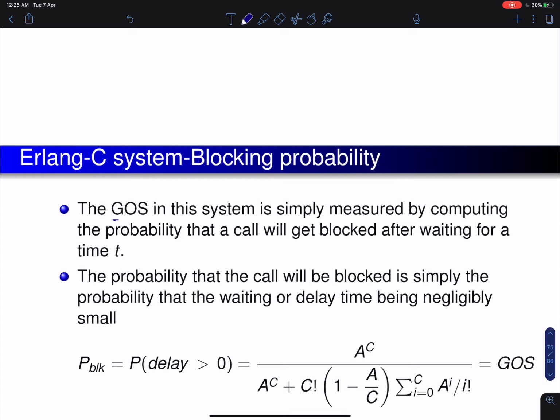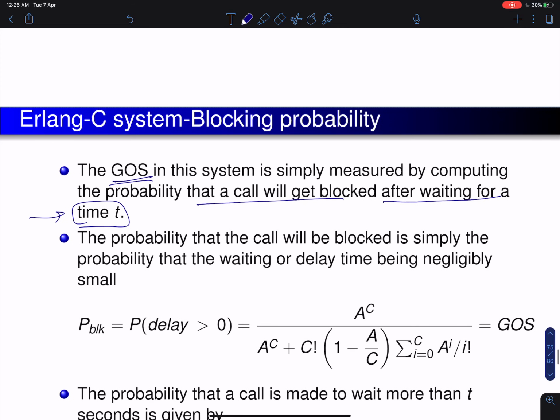Now the grade of service for the system is computed as the probability that a call will get blocked after waiting for t seconds. Okay, t is a time unit here. After waiting for t seconds, if the channels are still not available, then you block it. Now what is the probability that the call will be completely blocked, which means the waiting time is almost 0? So all you need to do is find the probability that the waiting time is greater than 0, and you should just block the call.